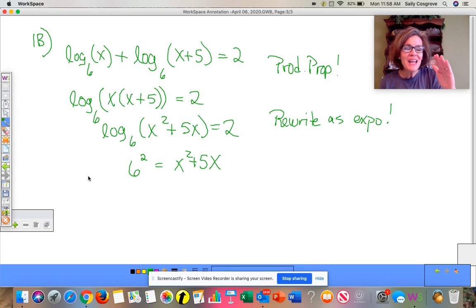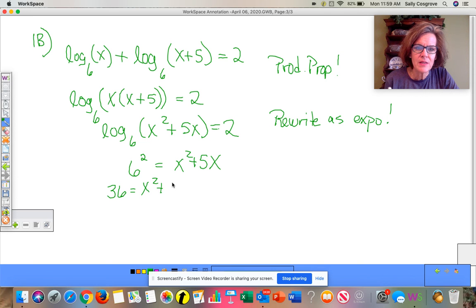Isn't this crazy how the functions just segue from one to the other? It's all connected. That's why you can't let go of one little piece of learning. We're not doing the new thing and letting go of the old thing. They're all interrelated. So we can simplify this and we get 36 equals x squared plus 5x. And this is a quadratic.